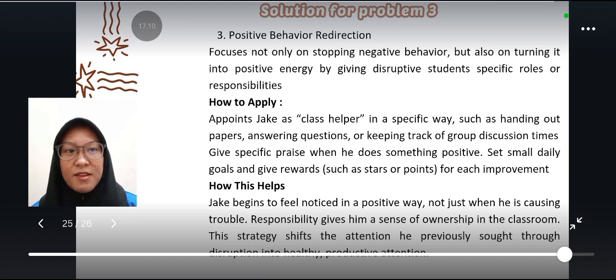How does this help? Jack begins to feel noticed in a positive way, not just when he is causing trouble. Responsibility gives a sense of ownership in the classroom. This strategy shifts the attention he previously sought through disruption into healthy, productive attention.